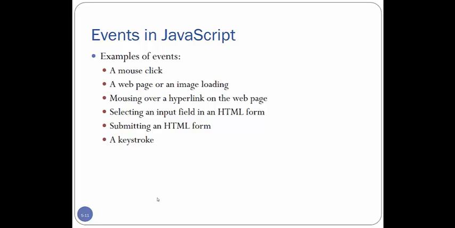Now, we mentioned this idea of dynamic web pages, and we saw the onLoad event. There are a variety of different events that we can handle in JavaScript. A mouse click, the onLoad event, or a page or an image loading. When you move a mouse over a hyperlink on a web page, we could respond to that. When you select an input field in an HTML form, like a text box, we could respond to that. One thing we're going to focus on is the idea that when you submit an HTML form, or more specifically, when you hit a button on an HTML form, we can write JavaScript code to respond. We can even use JavaScript code to respond to a keystroke.